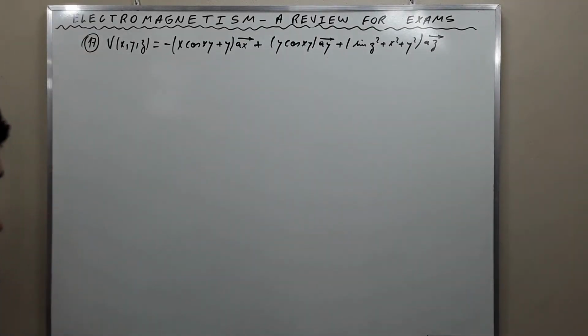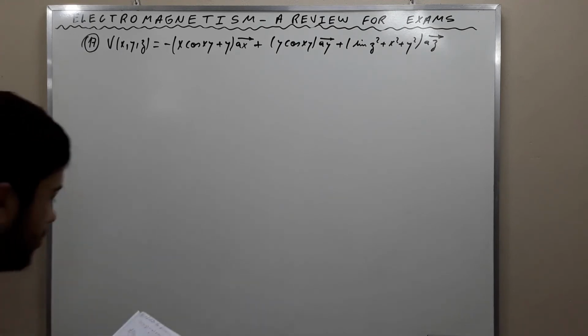Exercise 17, calculate the divergence of the vector field V of x, y, and z equal to the negative of x times the cosine of xy plus y in the x direction, plus y times the cosine of xy in the y direction, plus the sine of z squared plus x squared plus y squared in the z direction. Okay? To calculate the divergence of this vector field, we use the expression.